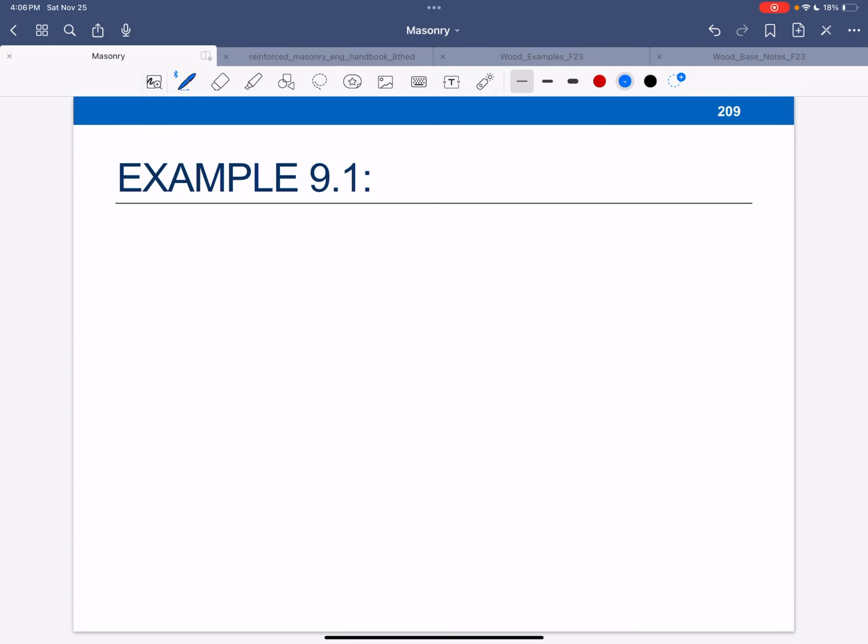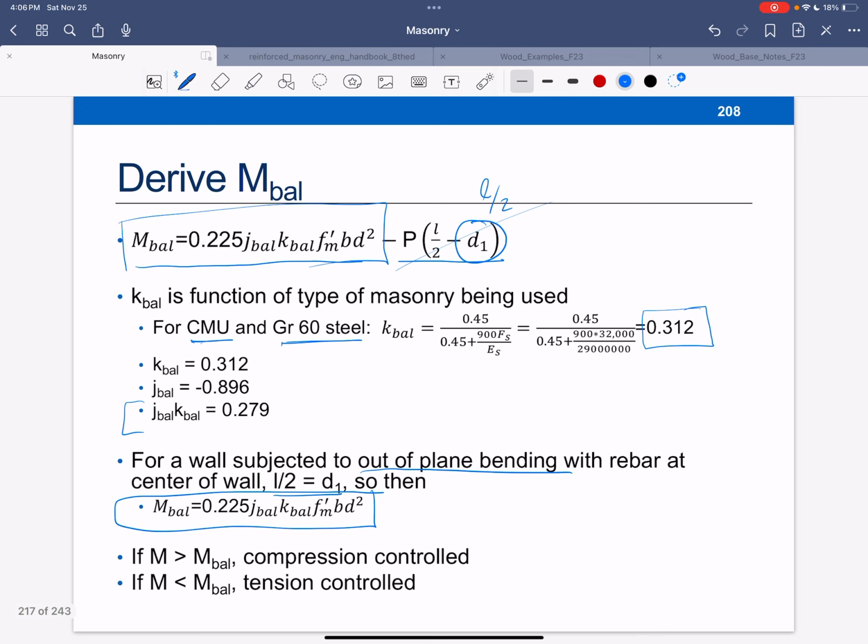All right, so I'm going to stop there, and I will do the example for this section. You will have a very similar example for your homework. And likewise, on the final masonry test, you will have bending, same direction, out of plane, combined with axial. That will be one of the problems. All right.